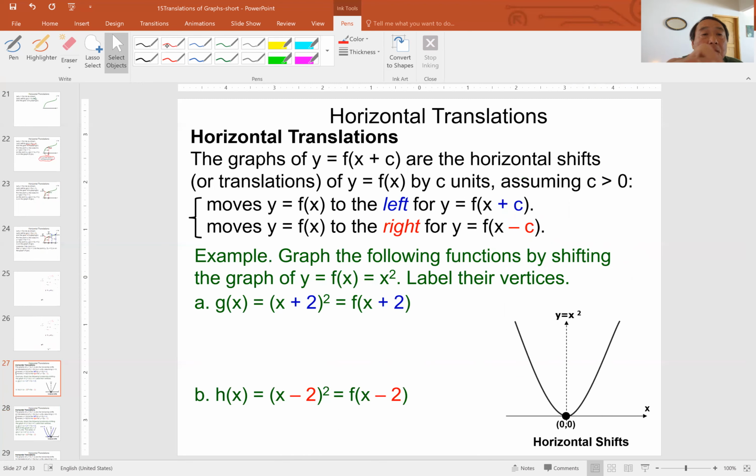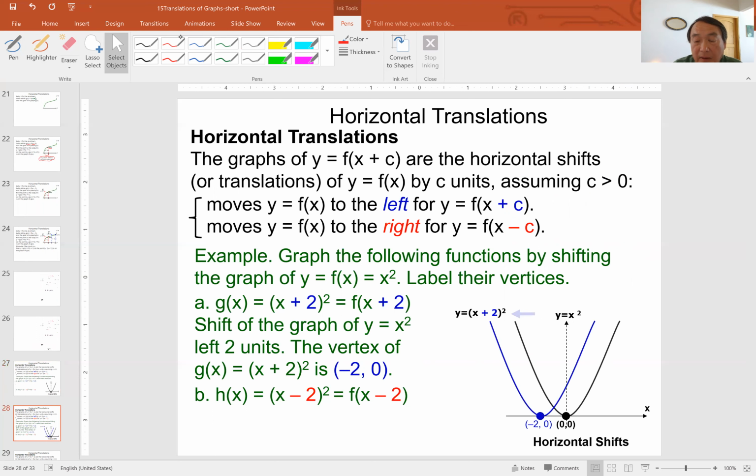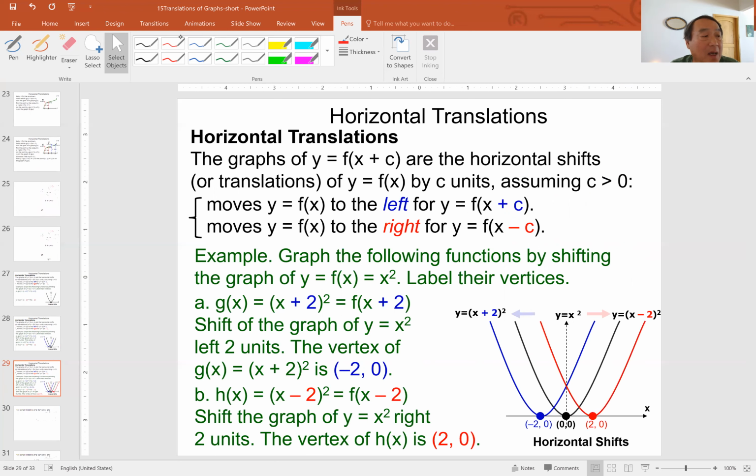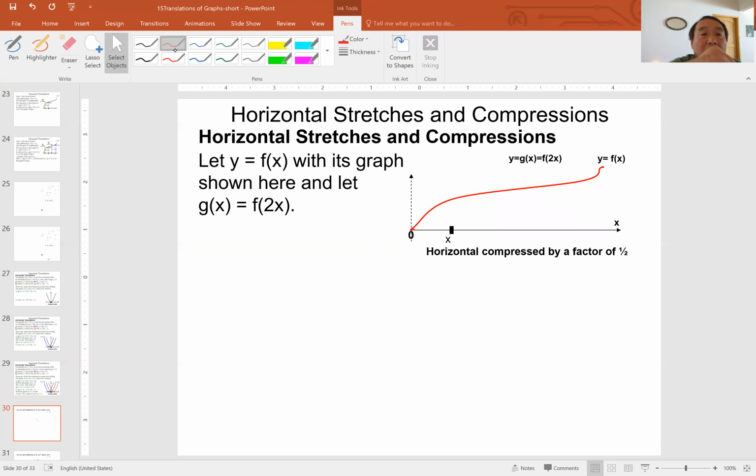So here are the conclusions. For instance, x plus 2 squared is moved to the left, and x minus 2 squared is moved to the right. And similarly, this is for compressions and stretchings.